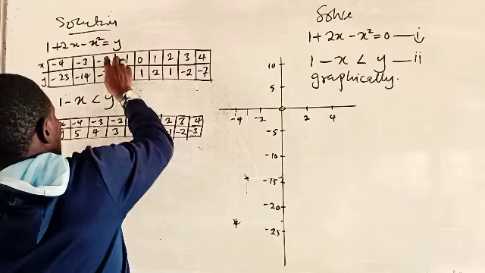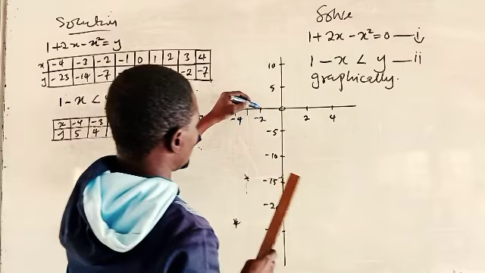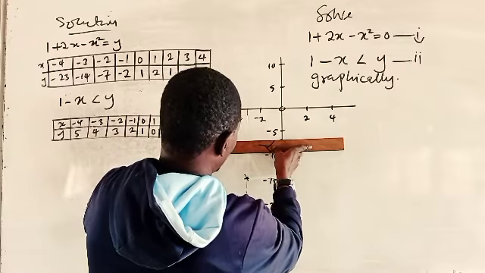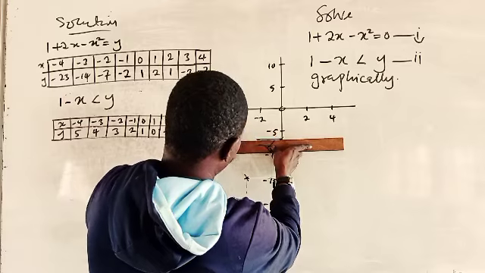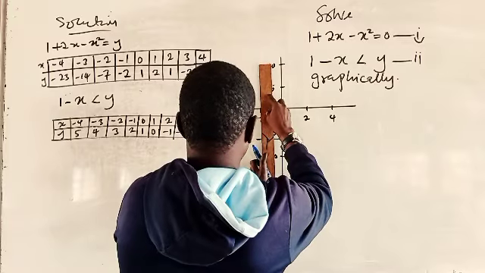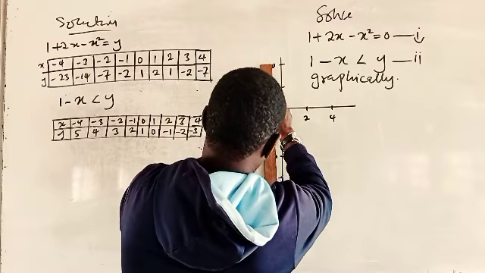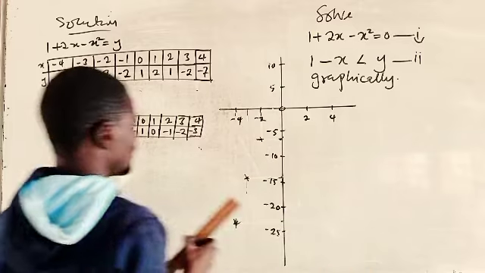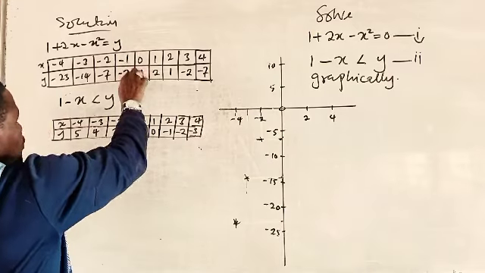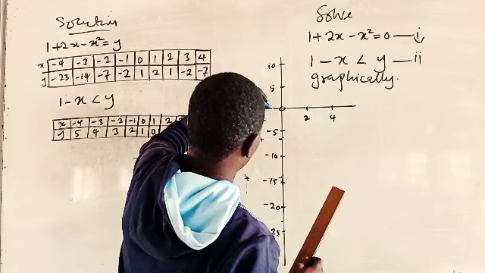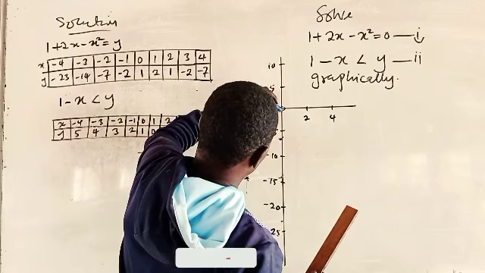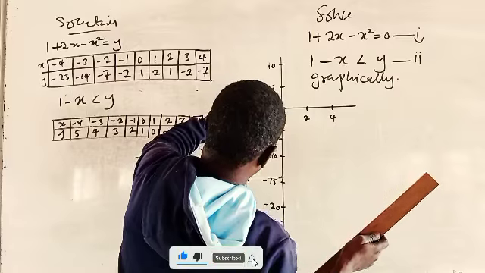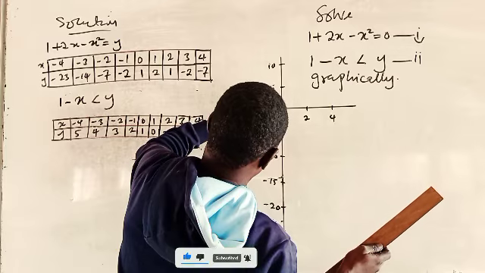Now next is when x is minus 2, y is minus 7. Minus 2 is here, minus 7 is going to be here, so they meet here. Now we cancel this, we have 3 points. Then when x is minus 1, y is minus 2. x is minus 1 here, y is minus 2 should be here. Now the 2 comes here and this one goes here, so they meet around here.